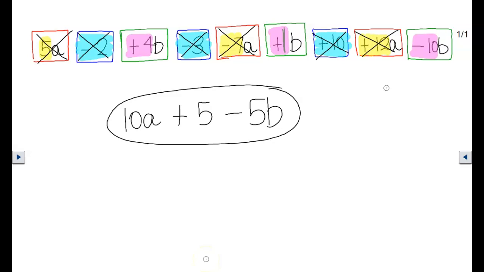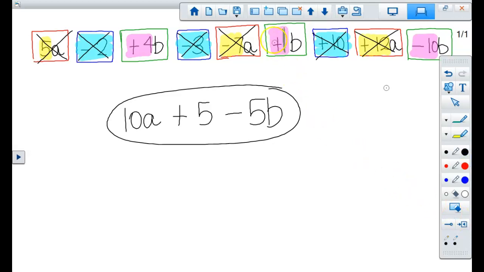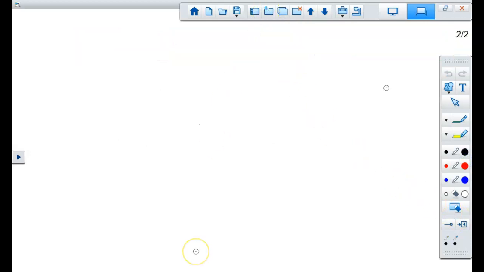So I want you to notice how much simpler that is. We have gone from 9 terms down to 3 by combining the ones that are alike. So that's the whole purpose in knowing about like terms, is that they give us a way to simplify problems that are more complicated than they need to be. Okay, let's take a look at this one.